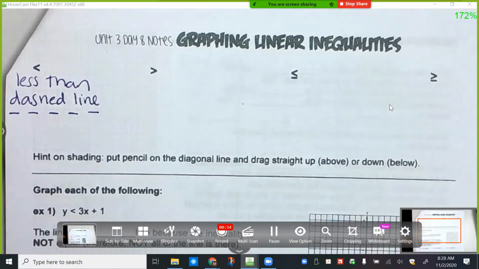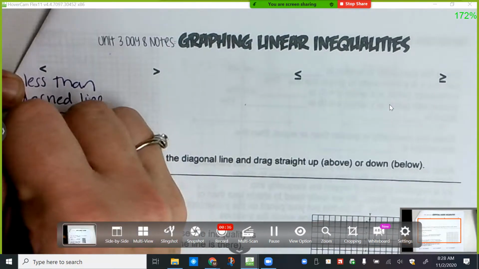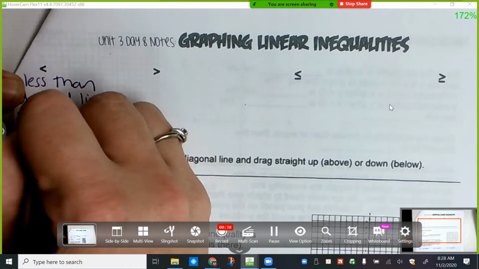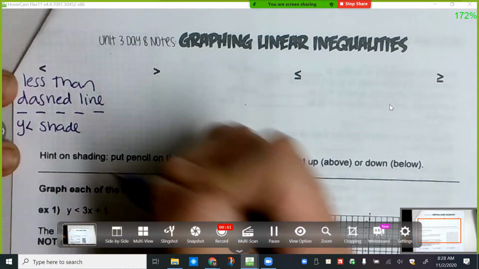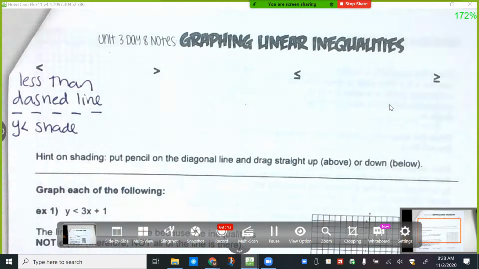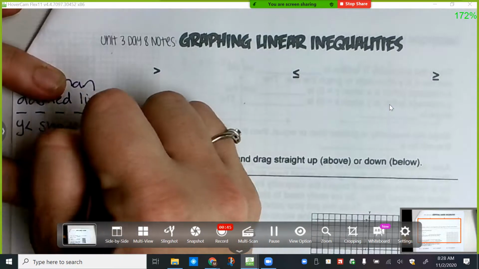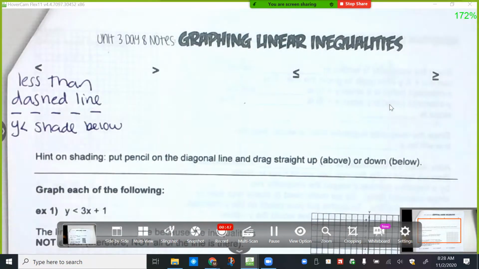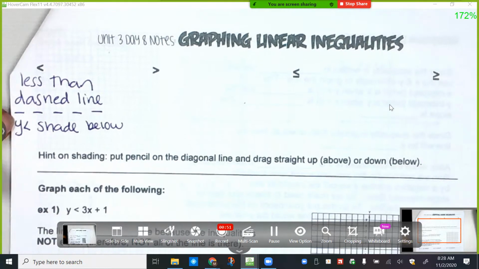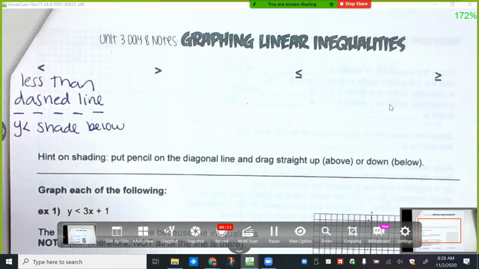Okay, and if it says y is less, then you would shade where? If something's less than you, is that above or below? Shade below the line. The reason I wrote y with the symbol is because I want you to realize that y has to be on the left when you read it for this to be true. Okay?